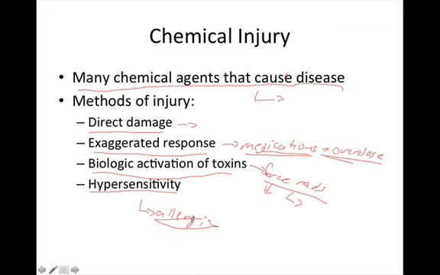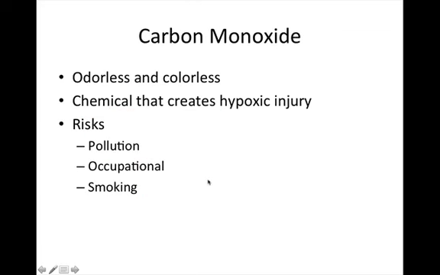Okay. A couple specific examples of chemicals and poisons that I want to talk about. One was carbon monoxide. Carbon monoxide is a colorless, odorless gas that affects red blood cells, and more specifically, the hemoglobin on the red blood cells. Now, carbon monoxide, how we are exposed to it varies depending on the situation.